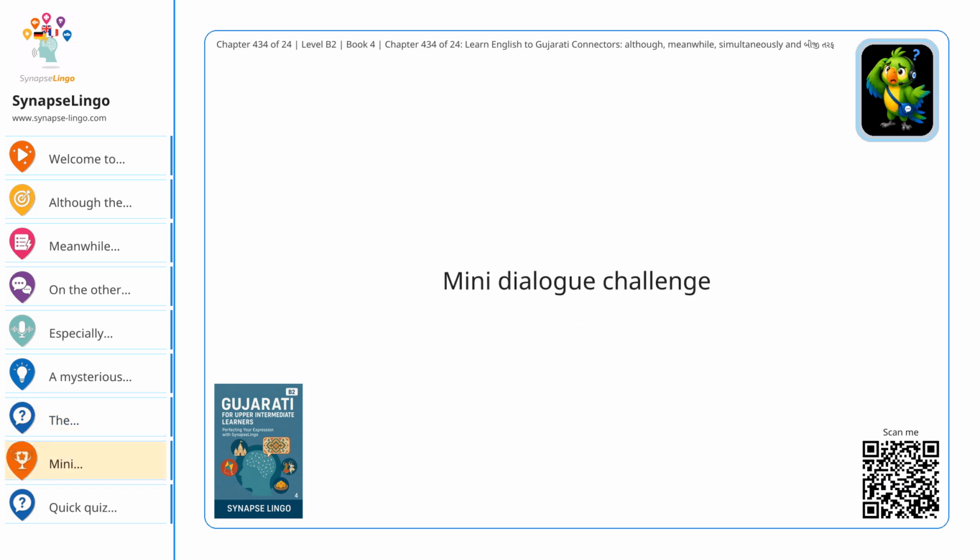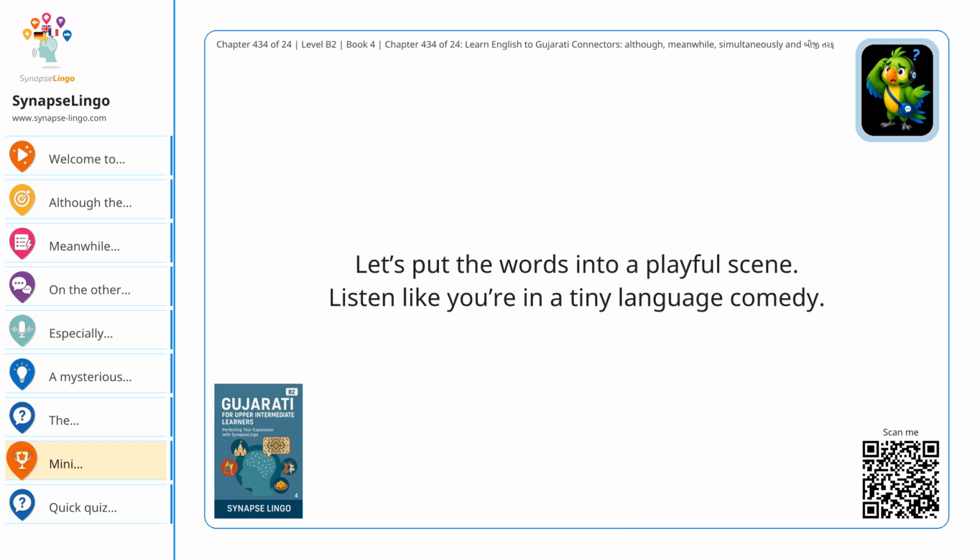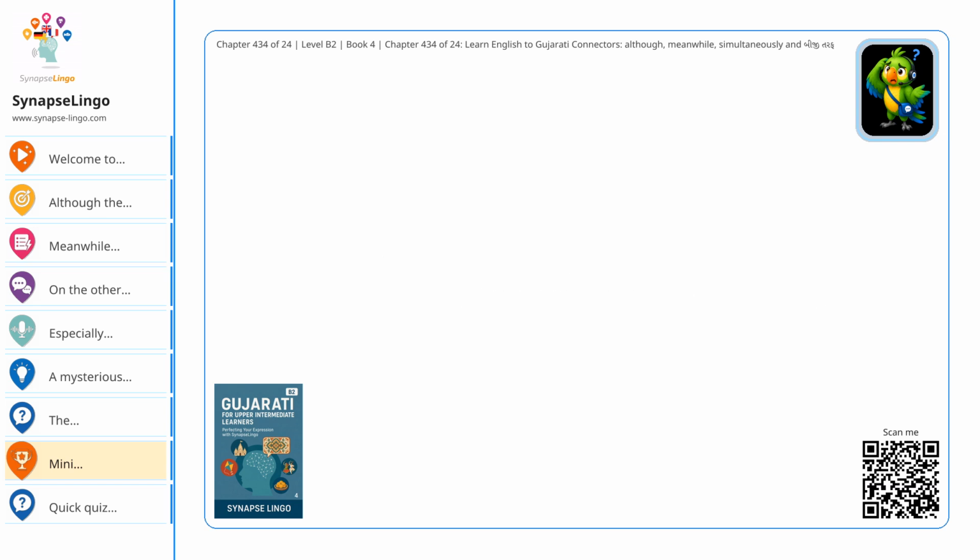Mini dialogue challenge. Let's put the words into a playful scene. Listen like you're in a tiny language comedy. A: It was raining. B: Yes, છતાં કે, we still went outside. A: The road was difficult. B: જ્યાં કે it was hard, we continued. A: I was cooking. B: And દરમિયાન, A: my friend was setting the table. A: Did they clap together? B: Yes, એકસાથે. A: The cheap plan is tempting. B: બીજી તરફ, the faster plan saves time.